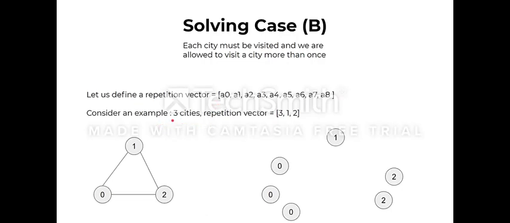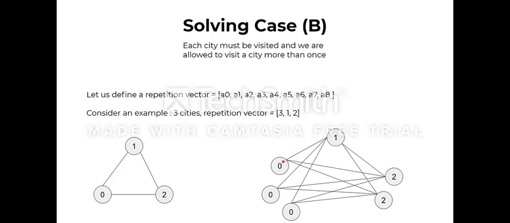Now, let us have a look at how we can use this repetition vector. Suppose we have a graph which has only 3 cities and it has this repetition vector. That is, we need to visit the 0th city exactly 3 times, the first city exactly 1 time, and the second city exactly 2 times. This is our original graph of 3 cities. From this, we make a new graph in which we add redundant cities. For example, for the 0th city, we have added the 0th city 3 times, depending upon the repetition vector. In this new graph, we also add edges.